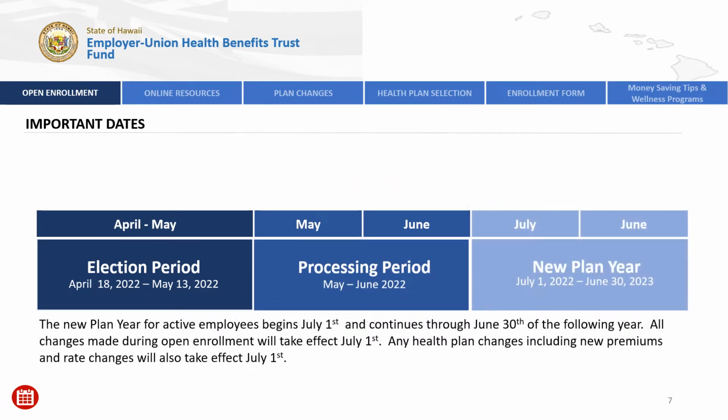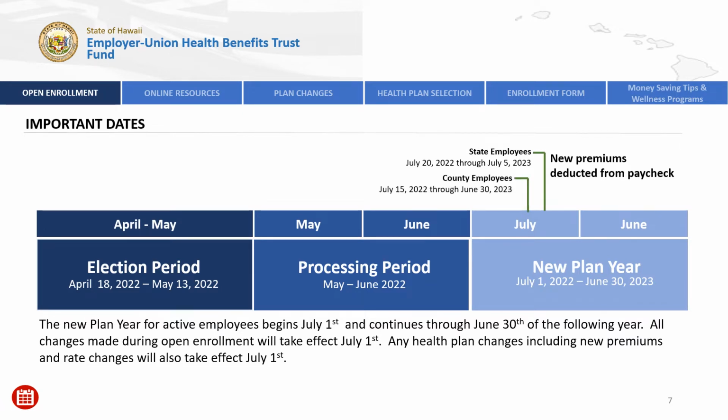The new plan year for active employees begins July 1st and continues through June 30th of the following year. All changes made during open enrollment will take effect July 1st. Any health plan changes, including new premiums and rate changes, will also take effect July 1st. Premiums for the new plan year will be deducted from paychecks for state employees starting July 20th, 2022, and for county employees, July 15th, 2022.